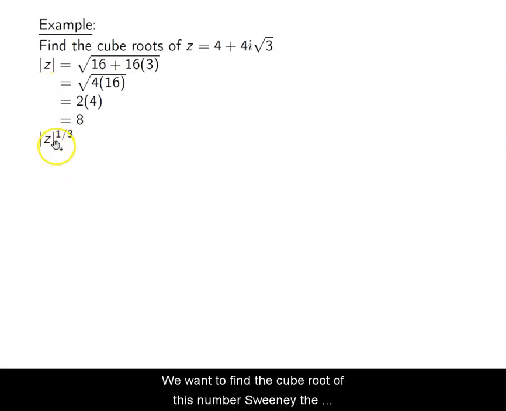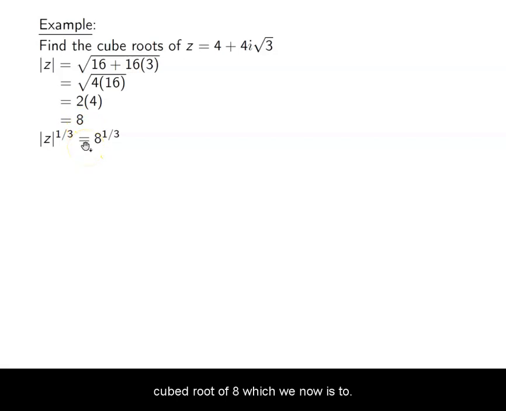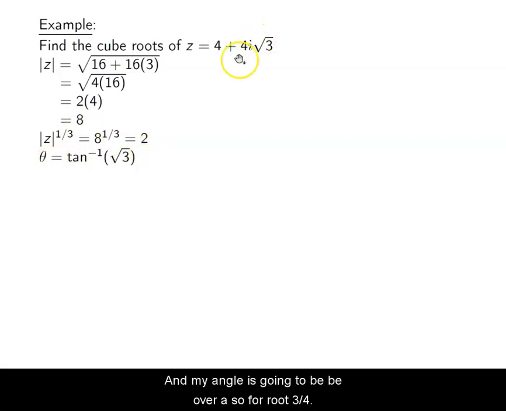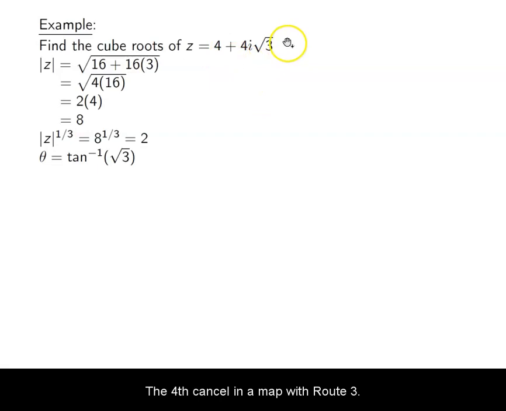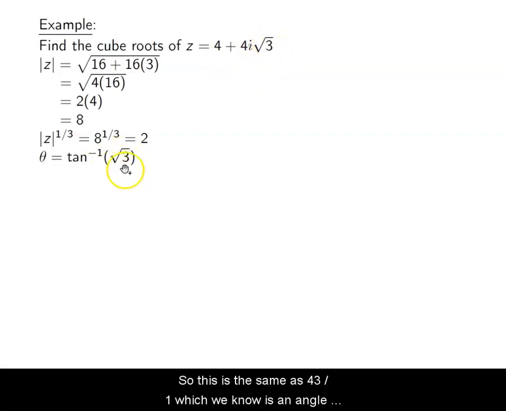So we want to find the cube root of this number. So we need the cube root of 8, which we know is 2. And my angle is going to be b over a. So 4 root 3 over 4. The 4s cancel, and I'm left with root 3. So this is the same as root 3 over 1, which we know is an angle of 60 degrees, or pi over 3. Okay, so I have my modulus, I have my angle.